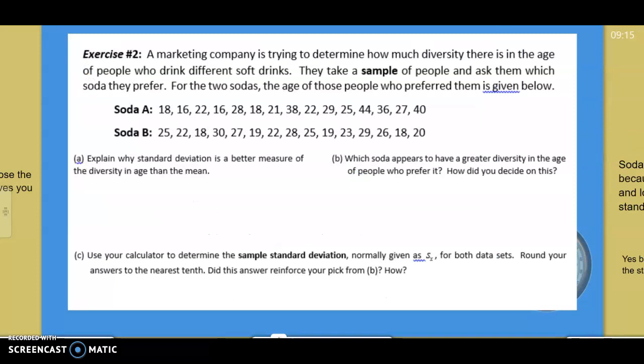How many soda drinkers do we have out there? All right.